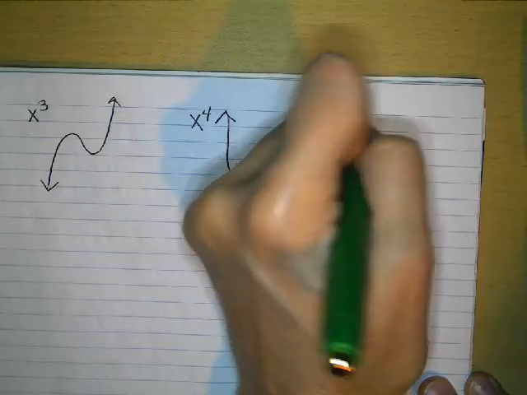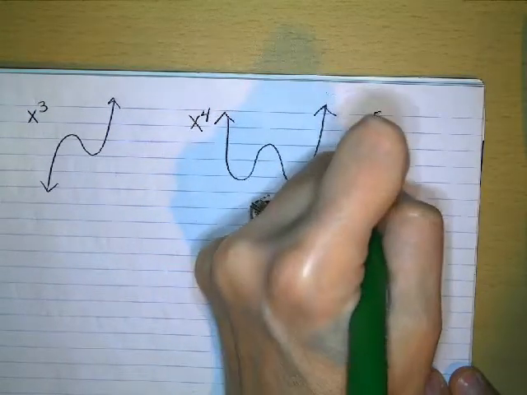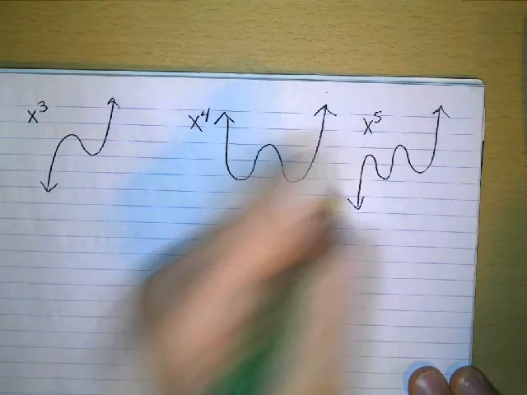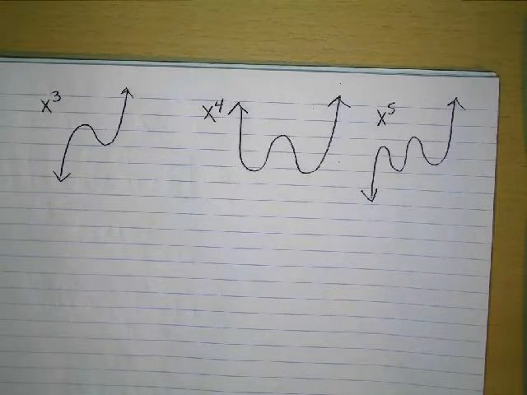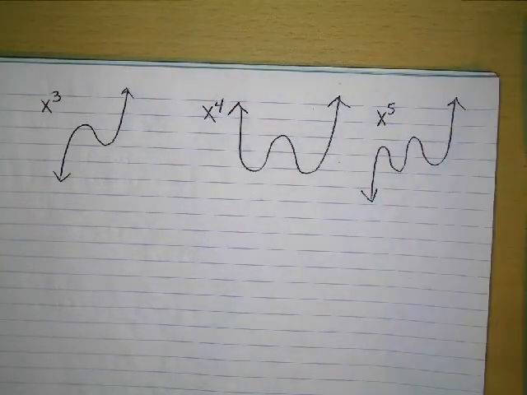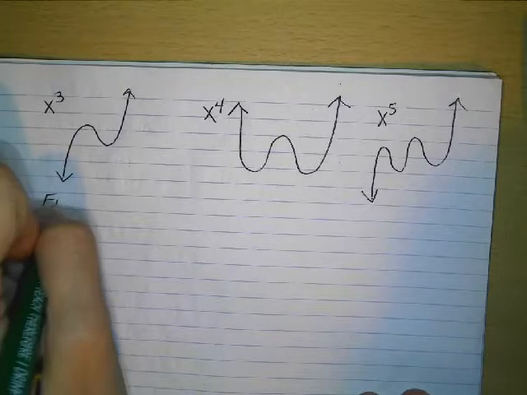And x to the fifth power, I'll draw one of those, looks something like this. Now I'm just kind of sketching a general shape of them so you can kind of see. The higher the power, the higher the exponent, the more bumps and turns it has in it. So on these kind of graphs, they're going to ask you about the end behavior.